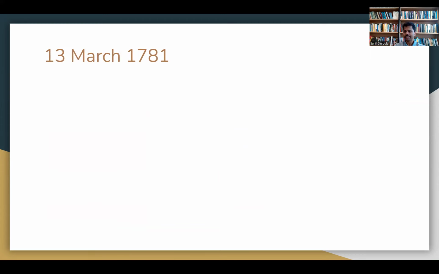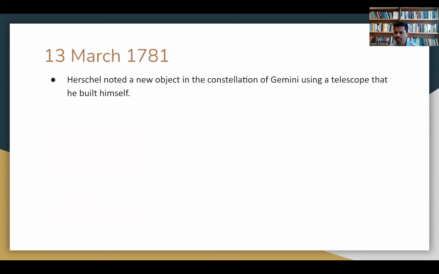The story goes that on 13th March 1781, it was a fine day, so the Herschels had their dinner and said, okay, let's go out and do an observation. That's what they would do on a clear night sky. They would just go out and observe. And Herschel noted a new object in the constellation of Gemini using a telescope that he built himself, that I showed in the previous slide, right?